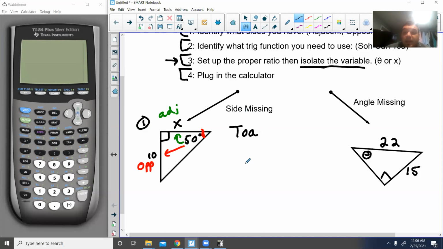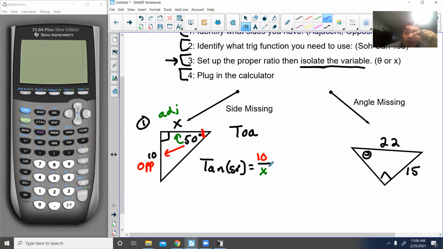So now to plug it in, set it up, and isolate the variable. So let's set it up. That is tan. The angle goes inside the tan, which is 50 degrees, equals the opposite side, which is 10, over the adjacent side, which is just x. I have set up the ratio. Now I need to isolate the variable. So make sure you isolate the variable properly.